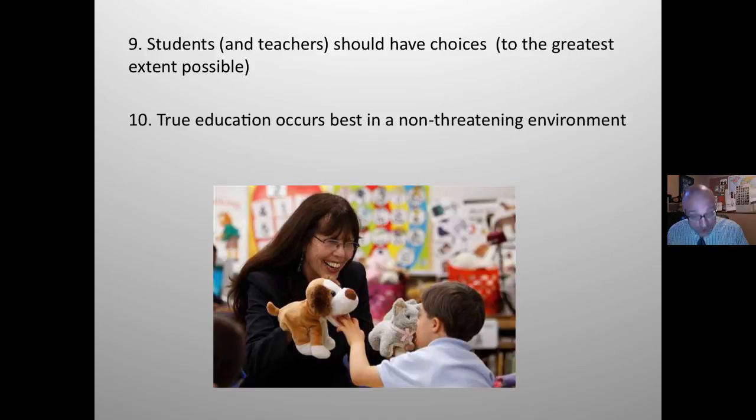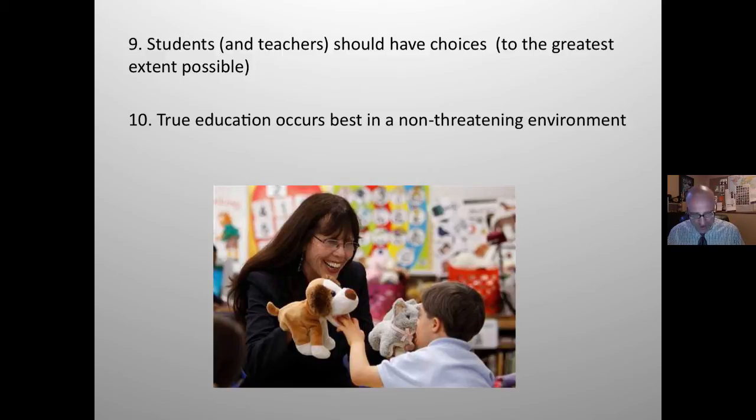Students and teachers should have choices to the greatest extent possible. This is for students' choice as to what to learn and how to demonstrate their learning. This does not mean total choice all the time, neither does it mean no choice any of the time. We have this nice middle ground where we allow choices. The same with teachers. Teachers know and understand their students' strengths and weaknesses, and their own strengths, weaknesses, and passions. We need to give teachers the professional respect that they deserve by allowing them to make choices about teaching and learning.